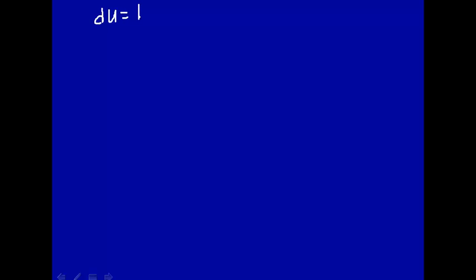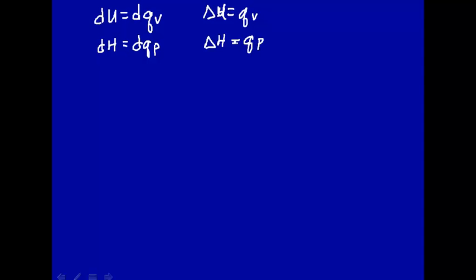dU is the differential, or the infinitesimal heat transferred in a constant volume process, or dH is equal to dq in a constant pressure process. If we write this in integrated form, delta U would just be the total heat transferred in a constant volume process, and delta H will be equal to the total heat transferred in a constant pressure apparatus. This is delta U.